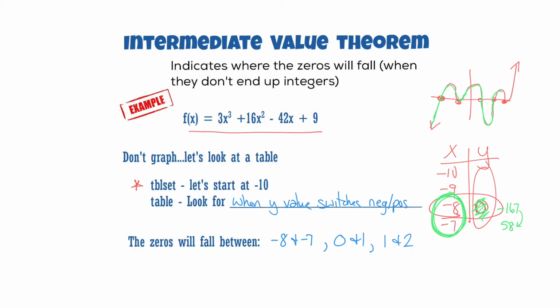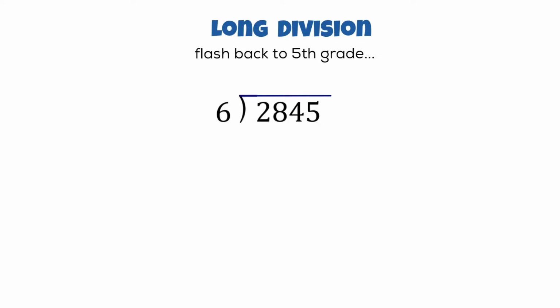Now, I could keep going. Let's keep going. I want to make sure I don't miss anything. I feel like if I get to 10 and you can see the numbers are getting huge, at that point, I have found them all. All right, that's called the intermediate value theorem. It's where you're looking at a table of values, your zeros don't come out nice, and you're just looking at about where they would fall. All right, let's keep moving.